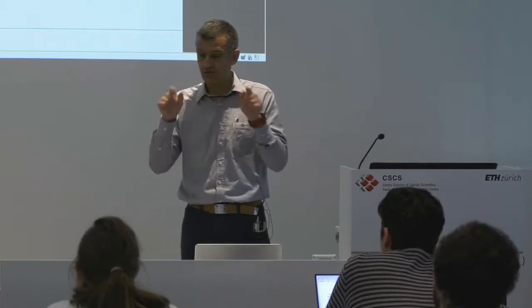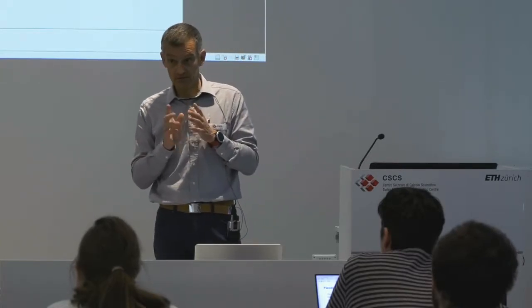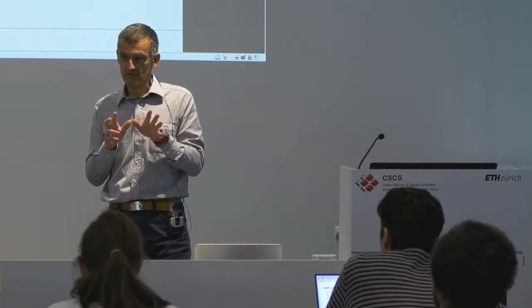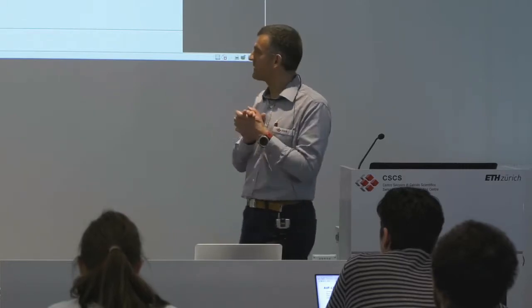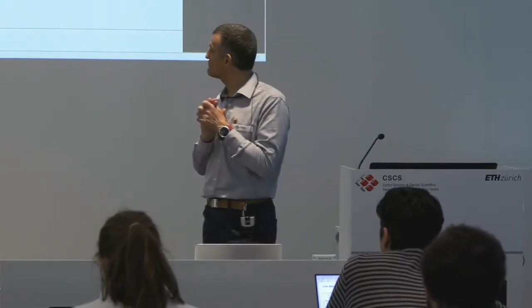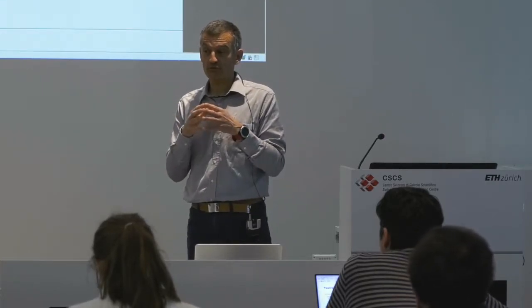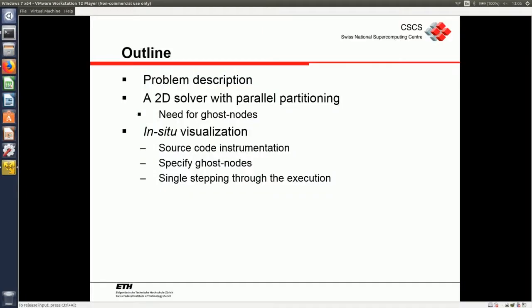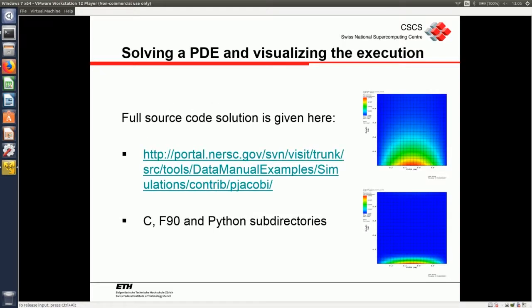We're solving on a two-dimensional grid in parallel, so we need ghost cells. I've said that a few times already today. Everybody's familiar, comfortable with the concept of ghost cells, right? Yes? Okay, good. In situ, so we have to do a number of things. Do the source code, what we call the source code instrumentation. So start from an existing solver code base and add the glue. We will call it also the data bridge later on to interface to the solver. Specify the ghost node, and then we will step through the execution of the code.